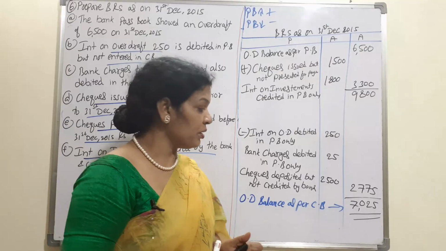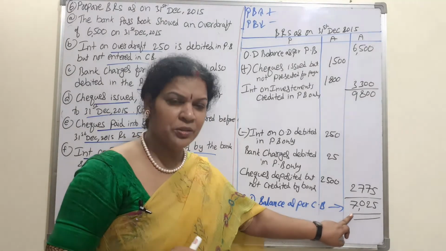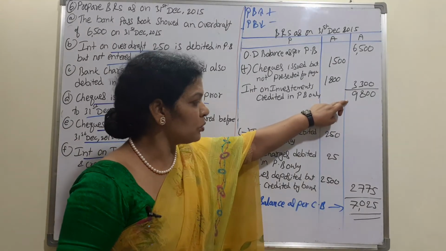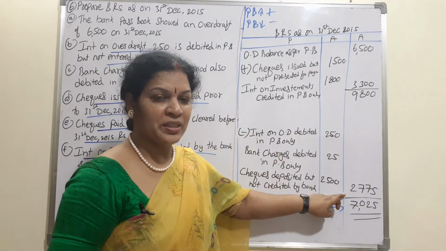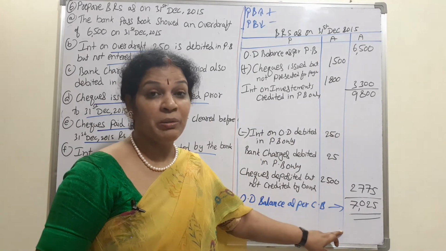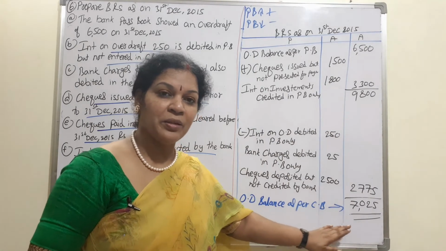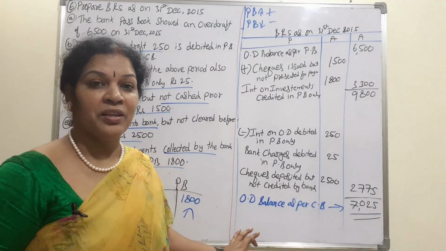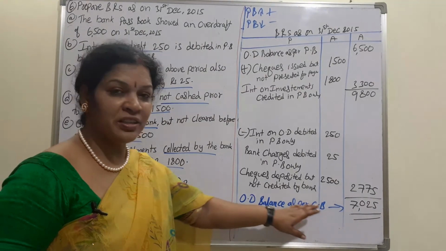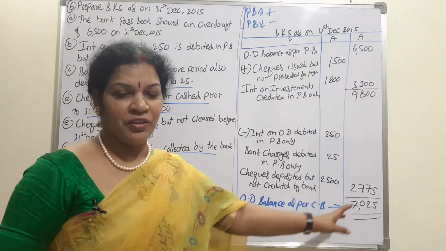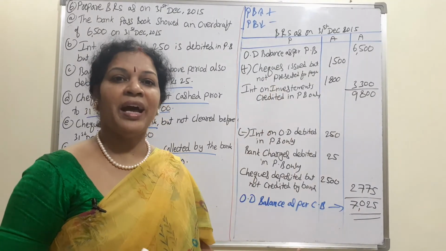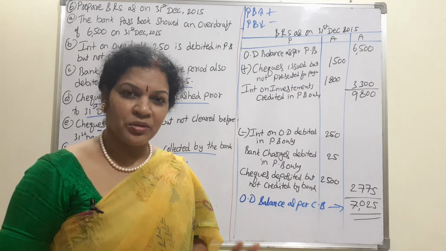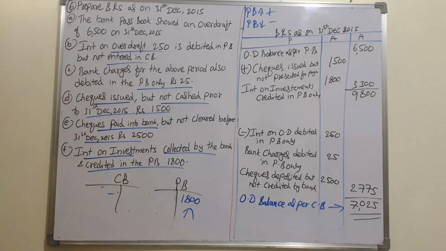Let me tell you one important thing. If this value comes negative, means if this is say 2000, this is 2775, then the value will be negative. If it is negative, then overdraft will turn into normal balance. Then we would write it as bank balance as per cash book. If it is positive, overdraft will remain as overdraft only. Are you getting it? So this point you have to remember. Take a screenshot or you can note it down.